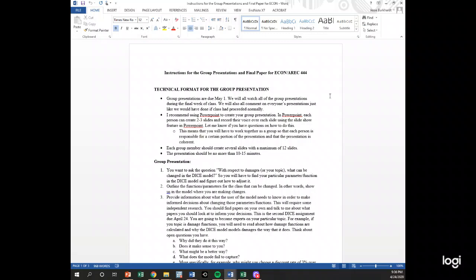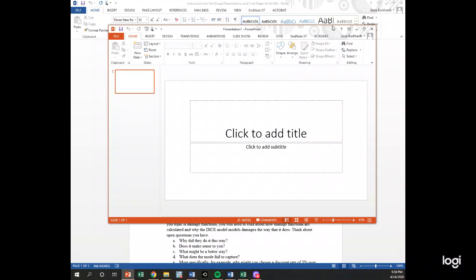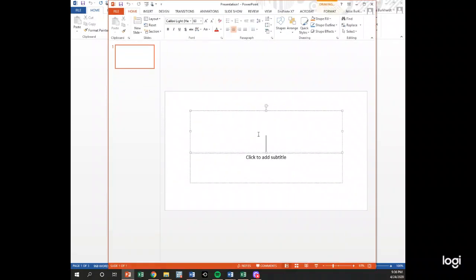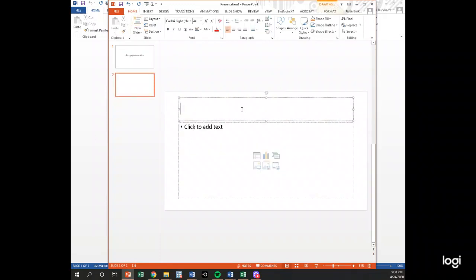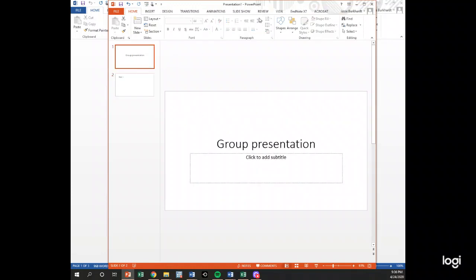Each person can create 2 to 3 slides, record their voice over each slide, and then send it on to the next person in the group. So here's how you would do that. You'd open up a PowerPoint presentation. We can type in something here, group presentation. We'll add another slide. Maybe we'll do 2 slides. This is slide 1.